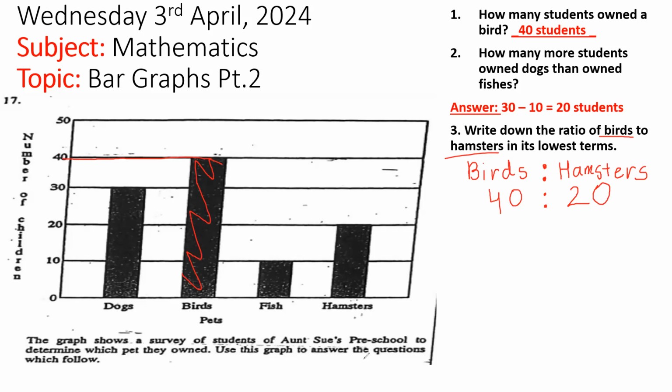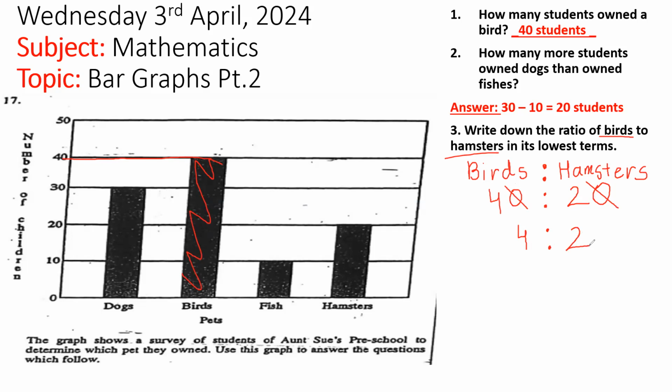Now question, what could we do with the 2 zeros at the back? We could cancel them out, right? So if we cancel the zeros, this 0 cancels with that 0. So we'll be left with what? 4 to 2. 4 to 2.